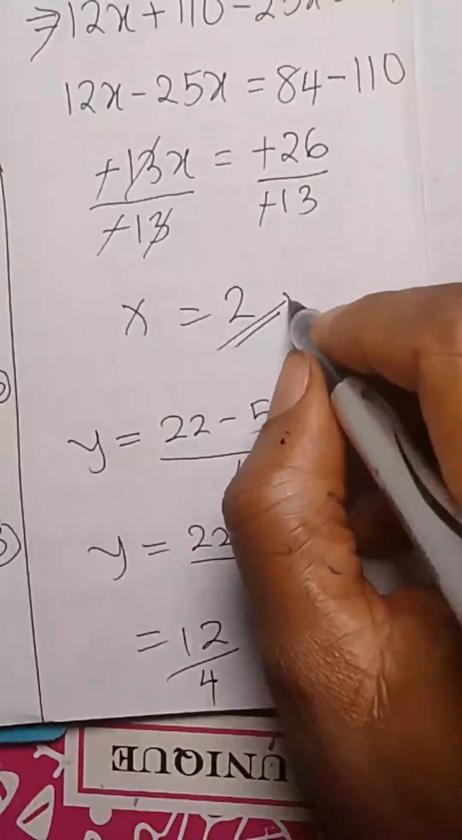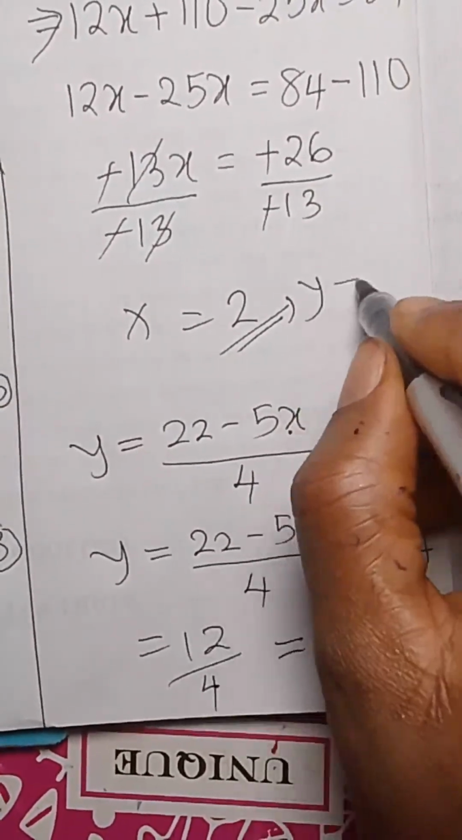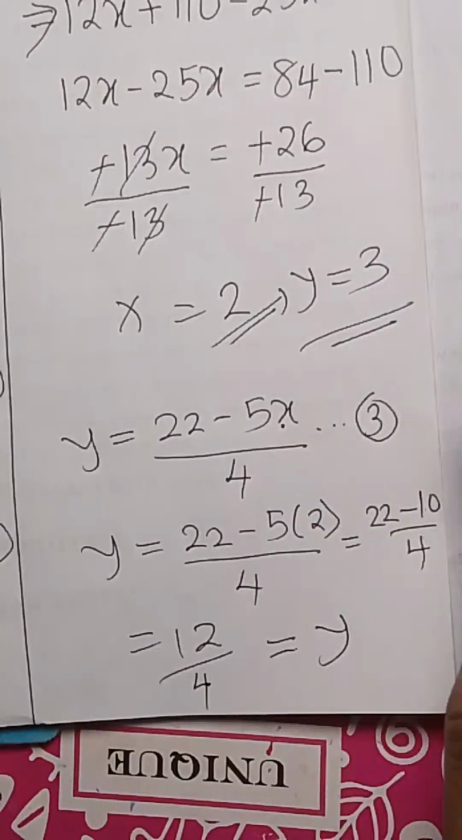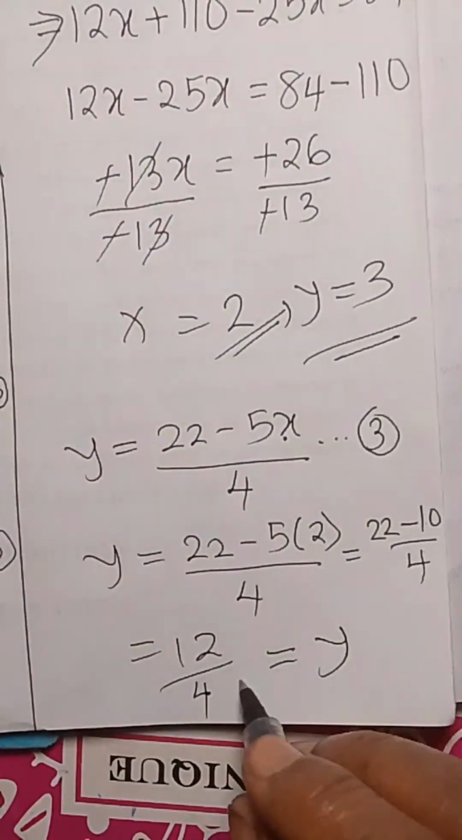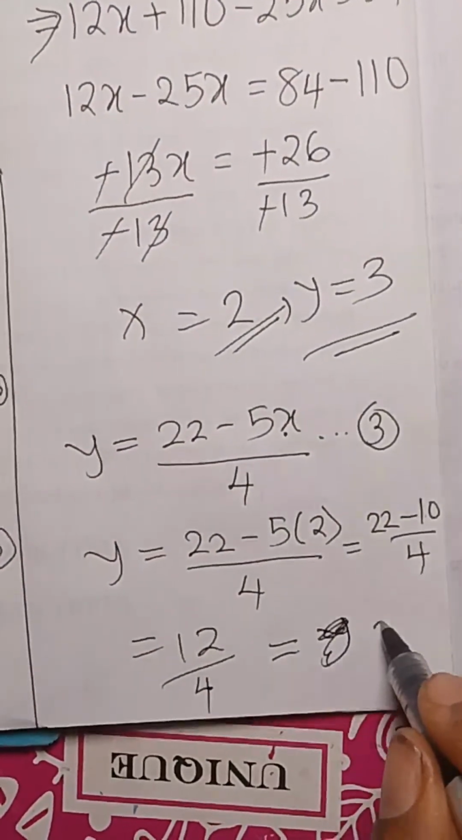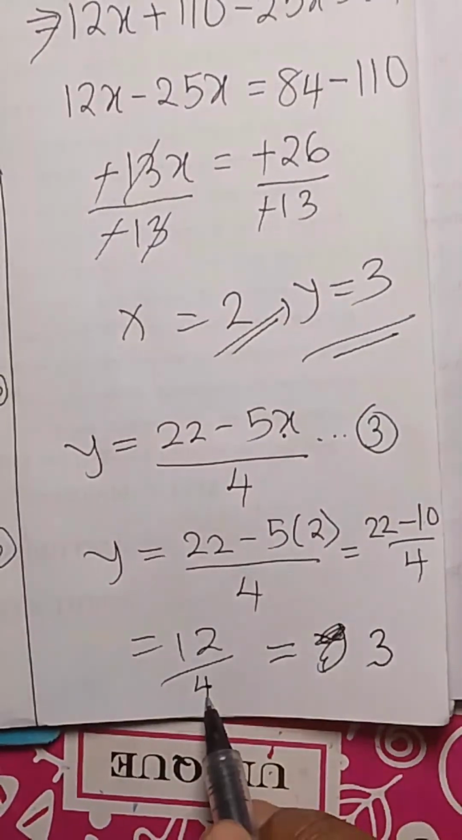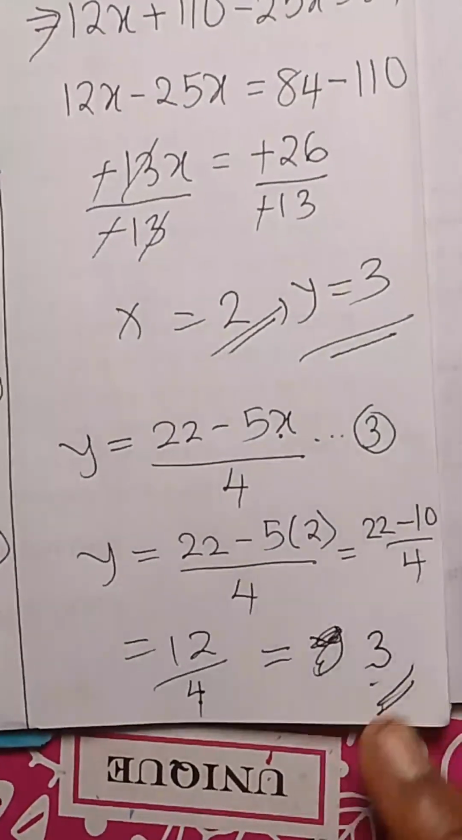So our x is 2 and our y is 3. So this is the solution to the question. Sorry, our y is 3. 12 divided by 4 is 3. So that is the solution to the question.